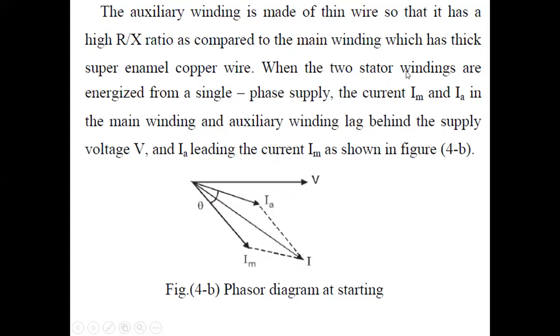When the two starter windings are energized from a single phase supply, the current IM and IA in the main and auxiliary winding lag behind the supply voltage, IA leading IM as shown. So if we have the supply voltage, both IA and IM, since they are inductive in nature, will lag behind the voltage. However, IA having a higher R to X ratio will lead IM having a lower R to XM ratio, and the resultant current is as shown.